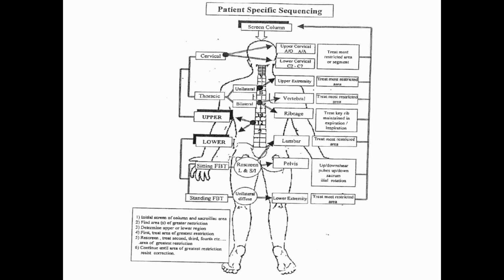So here's another example illustrating how you work through that. It could be cervical, the upper, the OA, AA, or maybe C2 to C7. Again, is it upper extremity, vertebrae or rib cage? Is it lumbar? Is it pelvis? Is it lower extremity?